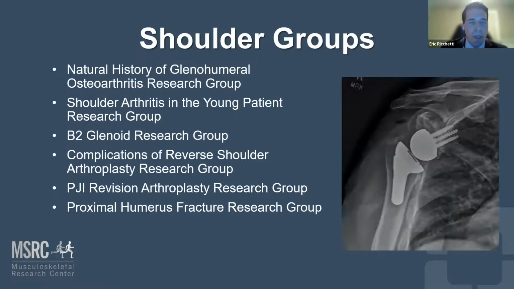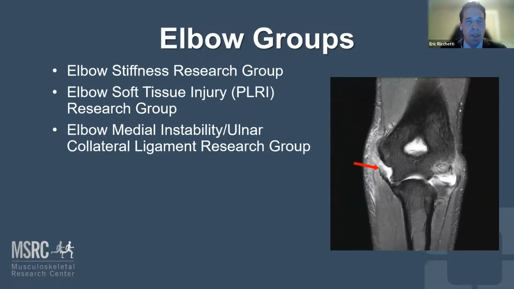And then looking more on the side of arthritis and arthroplasty, we've got a number of groups, including a natural history of glenohumeral osteoarthritis research group, shoulder arthritis in the young patient research group, a B2 glenoid research group, Andy's group that he highlighted, complications of reverse shoulder arthroplasty, a PGI revision arthroplasty research group, and then a proximal humerus fracture research group. And then similarly, there's been a number of elbow groups that have been started as well.